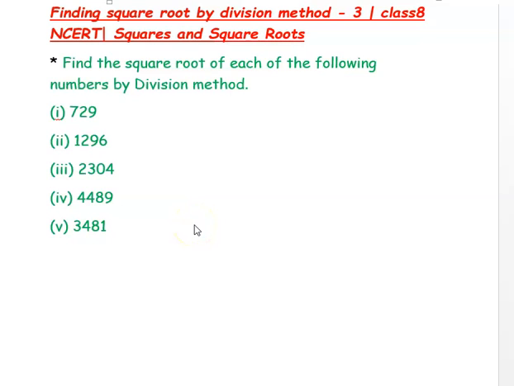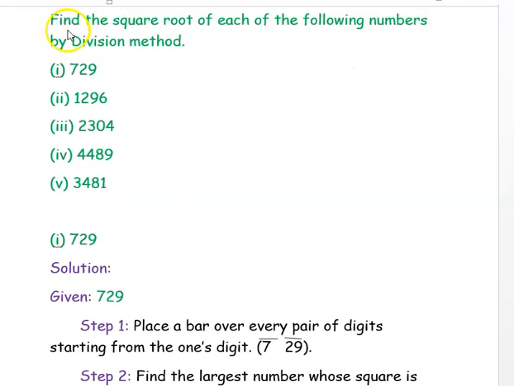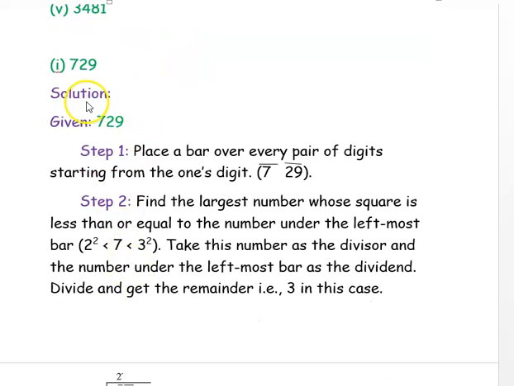In this video, we are going to see how to find the square root of the given number by division method with few examples. Question given is, find the square root of each of the following numbers by division method. The first number given is 729. Okay, solution. So, given number is 729.